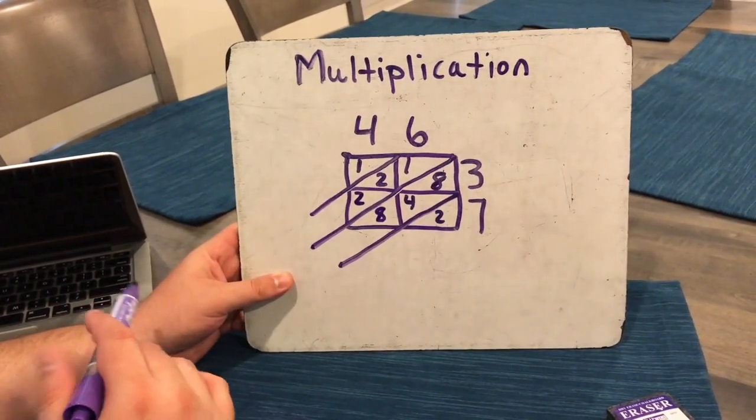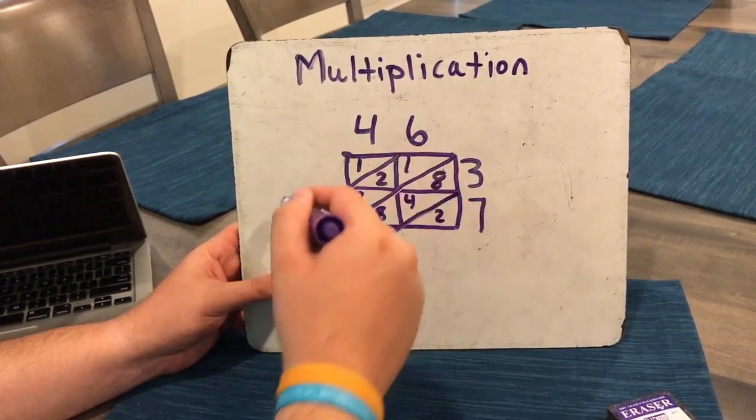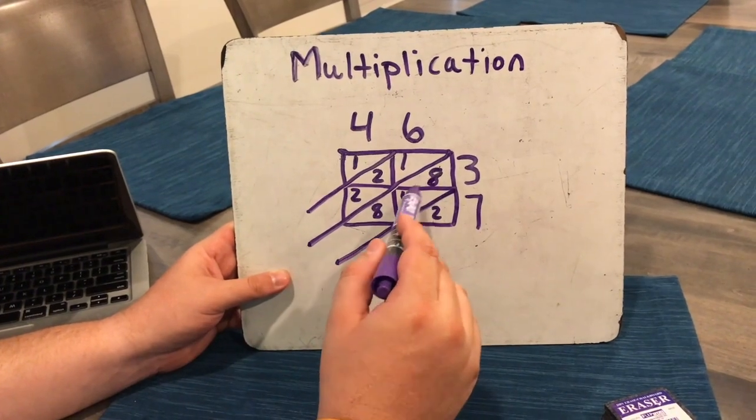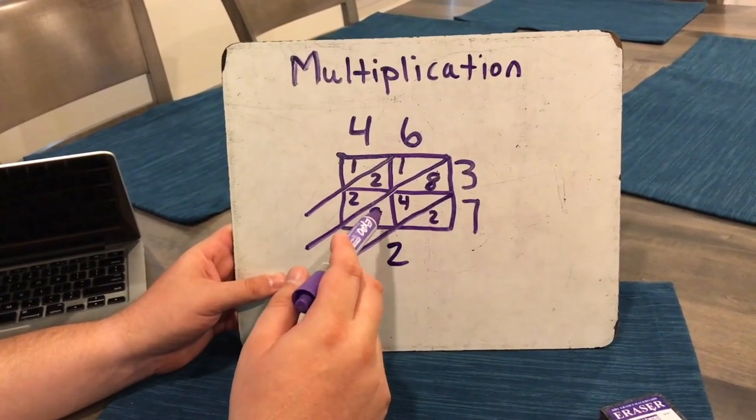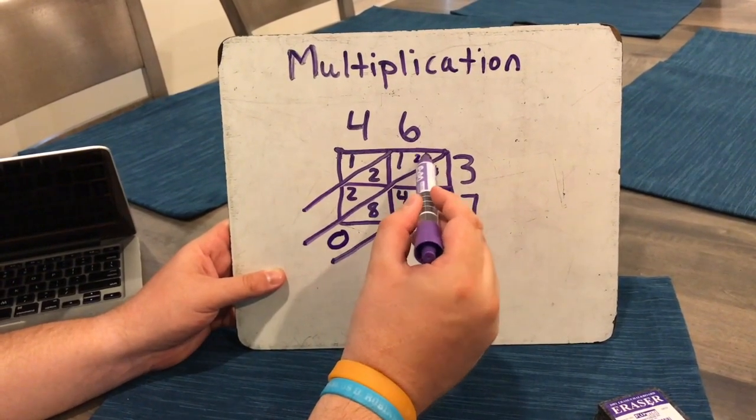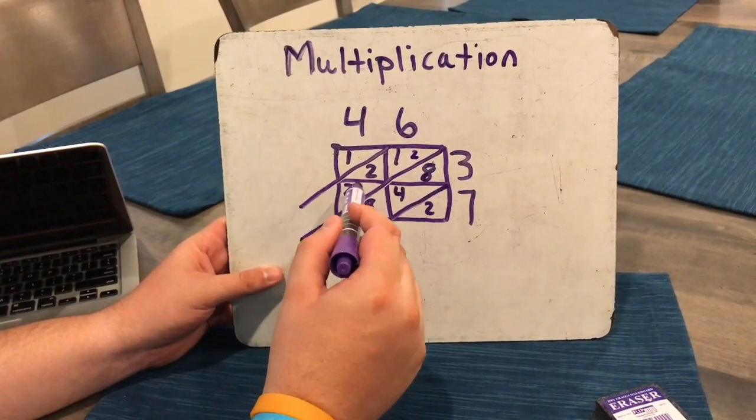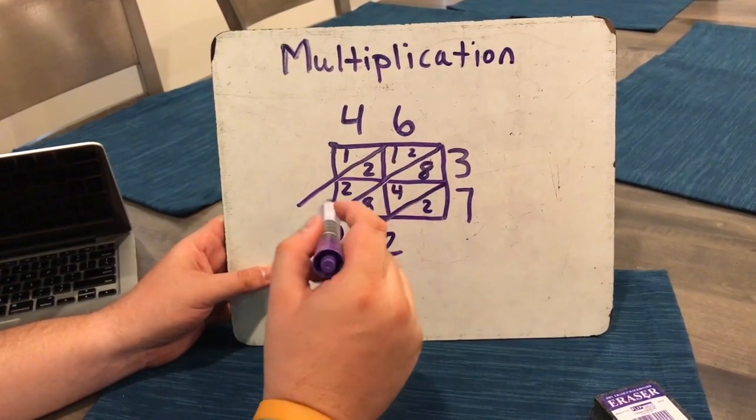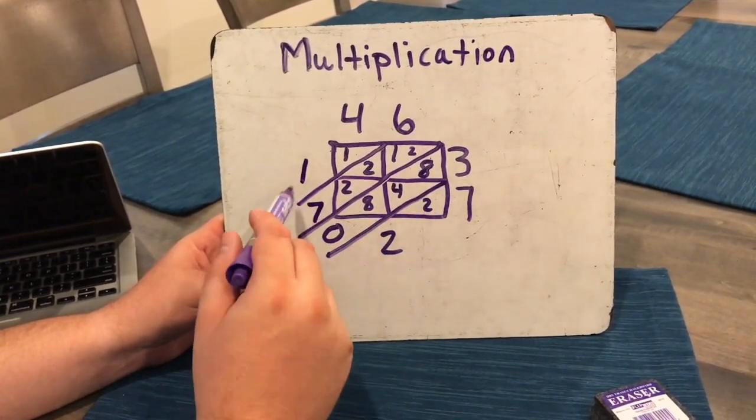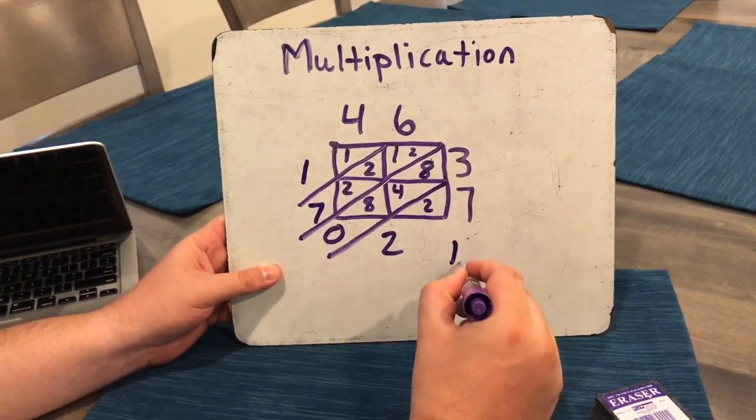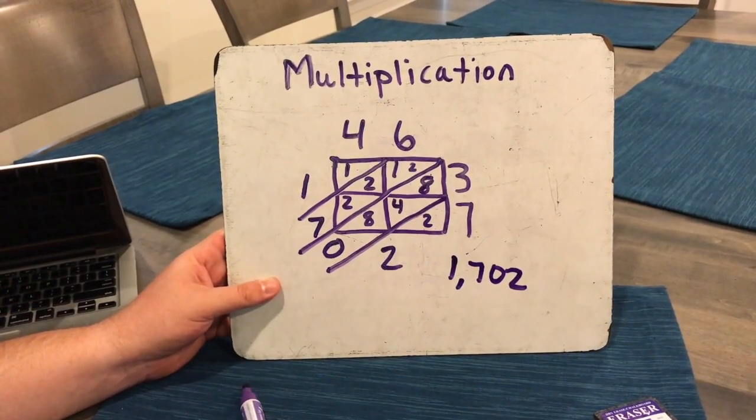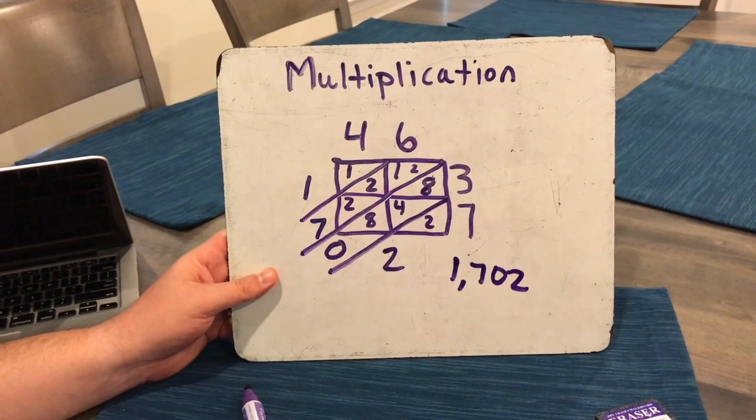The next thing you're going to do is add, and you add on all these diagonals, these slashes. So 2 plus nothing else is going to be 2. 8 plus 4 is 12. And 12 plus 8 more is going to give you 20. So I'm going to put a 0 down, carry a 2 right there. Add all these up. 2, 4, 5, 6, 7. And then a 1 by itself. So the answer would be 1,702. And obviously we would write that 1,702.